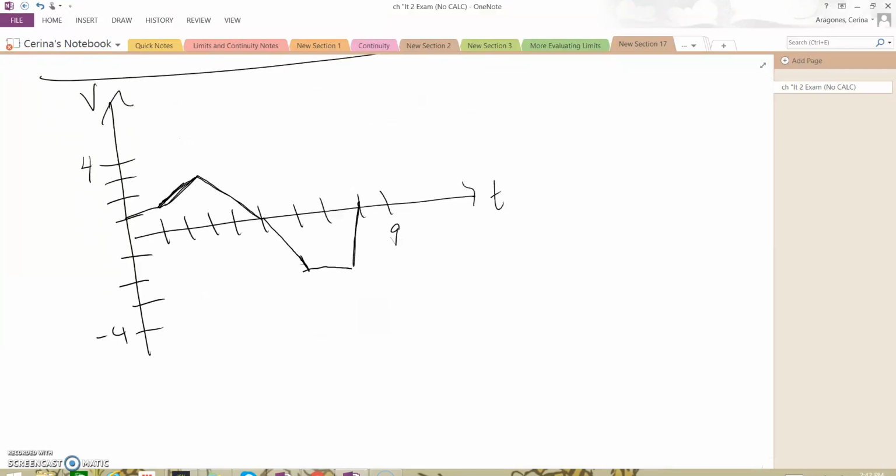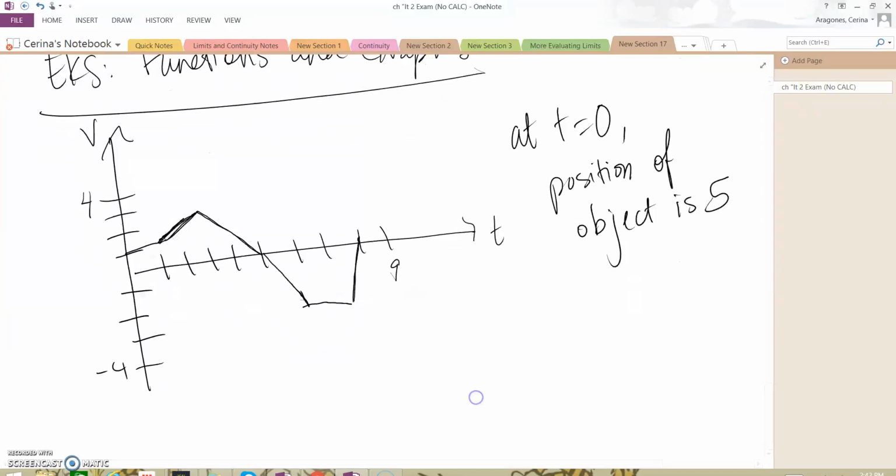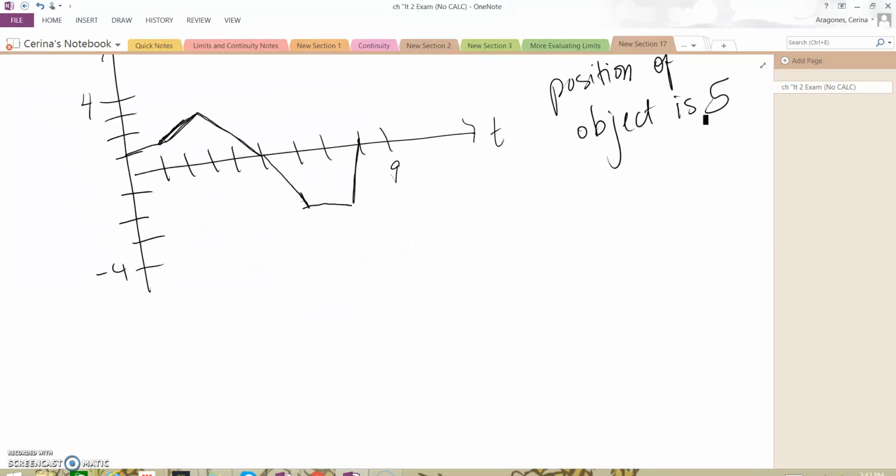Oh, by the way, you were given that at t equals 0, the position of the object is 5. So you didn't start at 0, 0. You started at 0, 5 on your position graph. Okay? So this is something many of you missed as well. So I want to make sure you're aware of where your starting point is. Okay? So you were asked a series of questions about this graph.